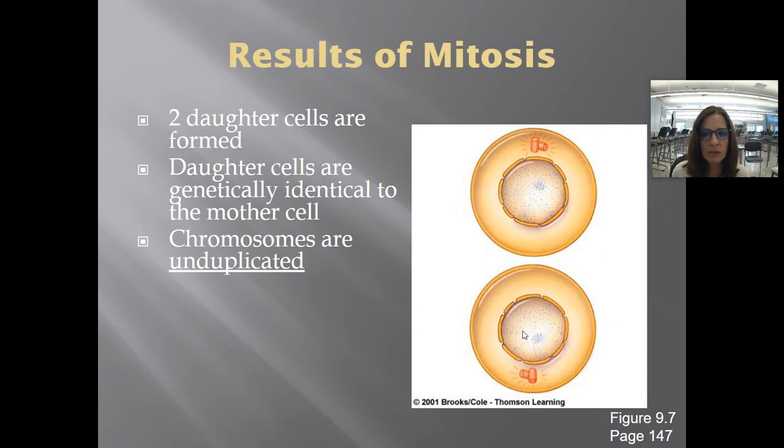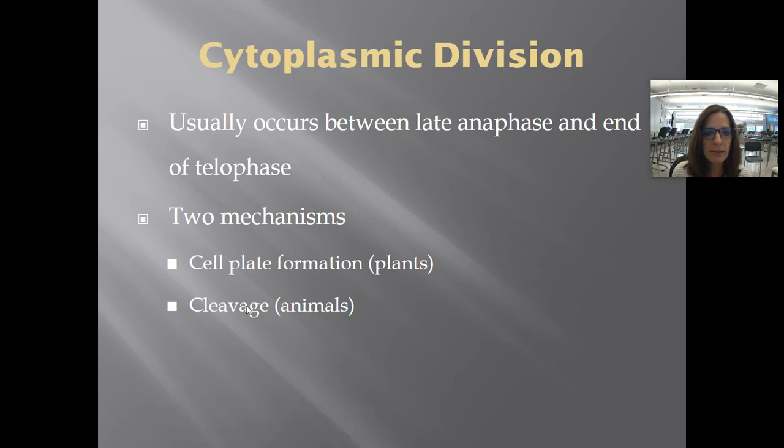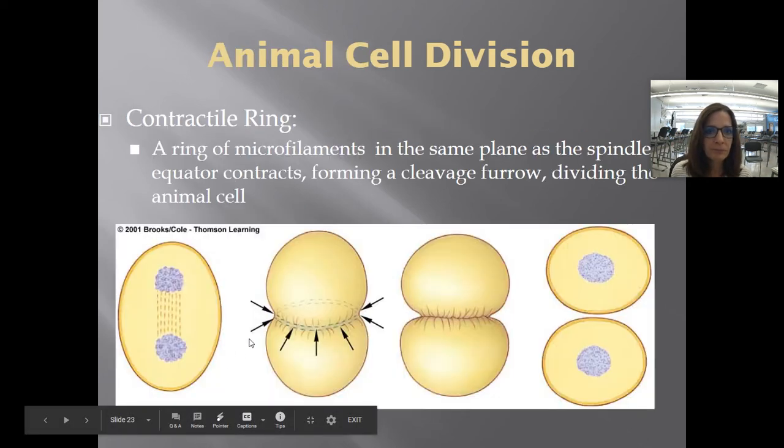Okay, so the results of mitosis. We get two daughter cells that have the exact same genetic information. That is super important. So they're clones of each other. They have all the information to make a functioning organism. So after mitosis, the cytoplasm has to divide, and that's called cytokinesis. And there's two ways that happens. Plants and animals have different ways of that happening because plants, remember, have a cell wall, and animal cells don't.